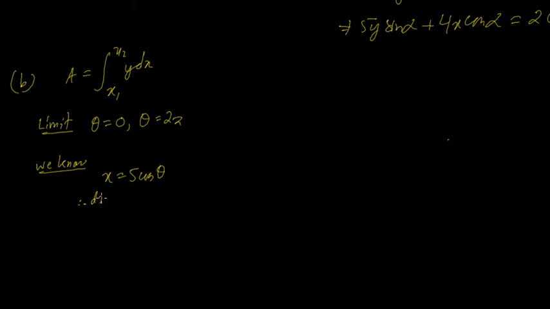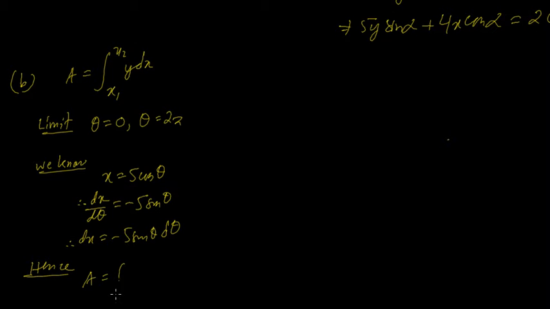So the derivative of x is dx by d theta. This would be minus 5 sine theta. So therefore dx would be minus 5 sine theta d theta. Hence now we can do the substitution directly. Area equals, lower limit is 0 to 2 pi.